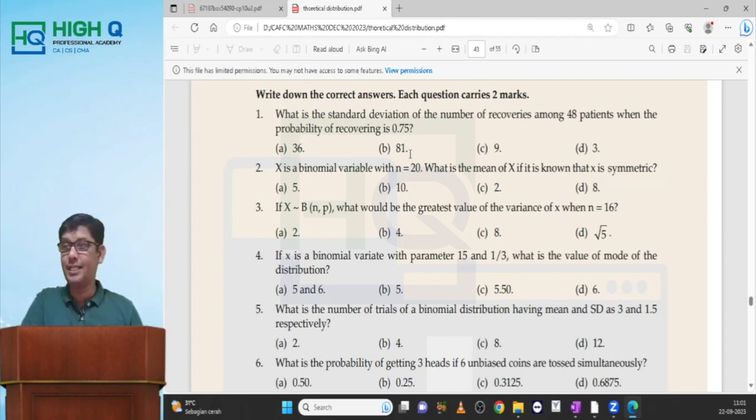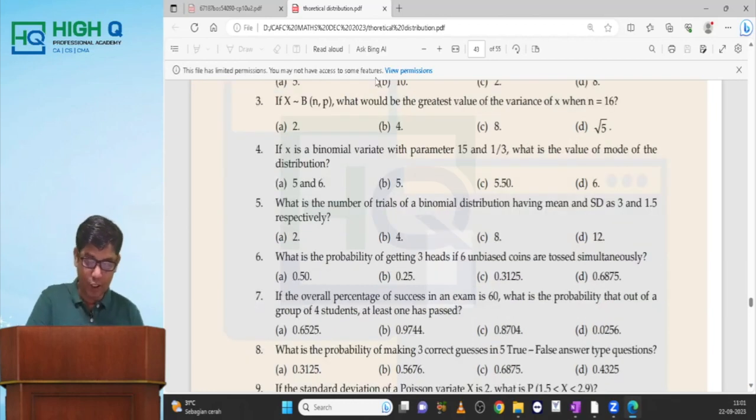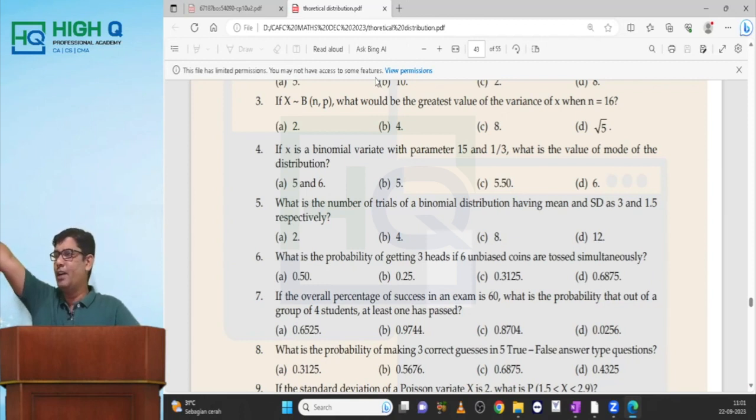What would be the greatest variance of 16? Maximum variance formula is what? N by 4. 16 by 4. I want you to find out the fourth one, mode of the distribution. If X is a binomial variable with parameters 15 and 1 by 3, what does that mean? N is equal to 15, p is equal to 1 by 3. What is the answer? 5 or 5,6? 5.333, therefore it is 5. Non-integer means it is unimodal.